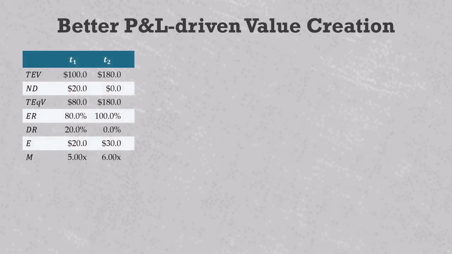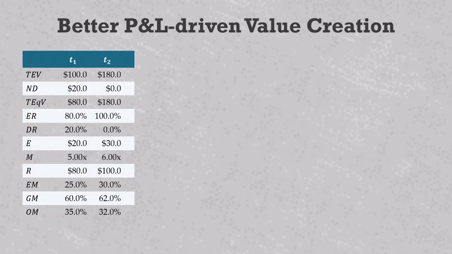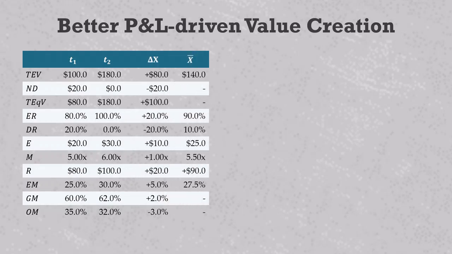We'll take the same company that we showed last time, but now add EBITDA margin, gross profit margin, and operating expense margin to the table. And then when we calculate all the deltas and averages, we see that the EBITDA margin goes up by 5%, the gross margin goes up by 2%, and the operating expense margin goes down by 3%. We expect all these movements to drive positive value creation.